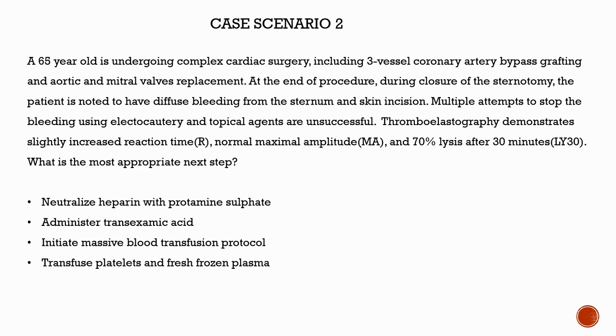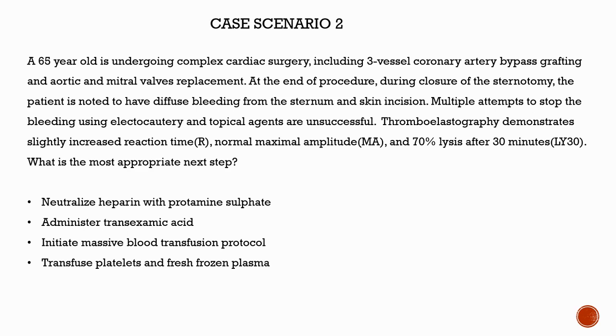Case scenario 2. A 65-year-old is undergoing a complex cardiac surgery. At the end of the procedure, during closure of the sternotomy, the patient is noted to have diffuse bleeding from the sternum and skin incision. Multiple attempts were made to stop the bleeding, but all were unsuccessful. Thromboelastography was done, which showed slightly increased reaction time, normal maximal amplitude, and a 70% lysis after 30 minutes. What is the most appropriate next step?